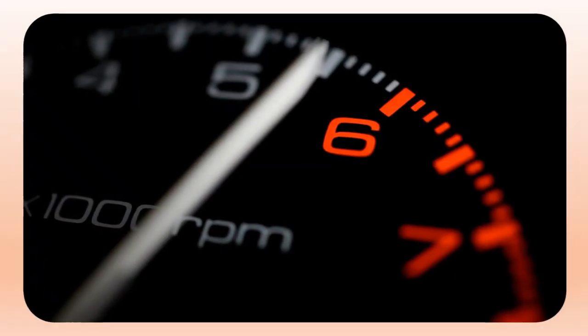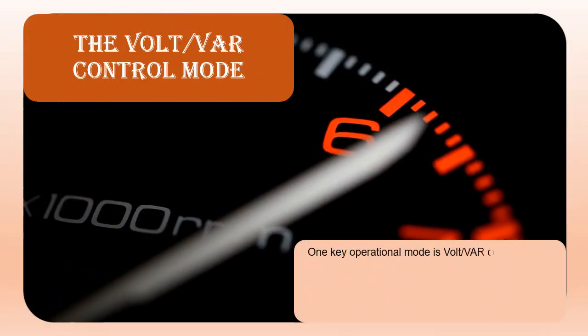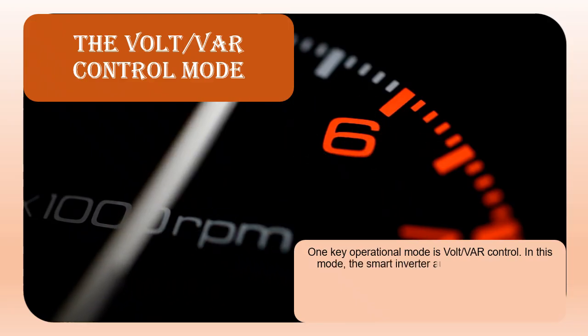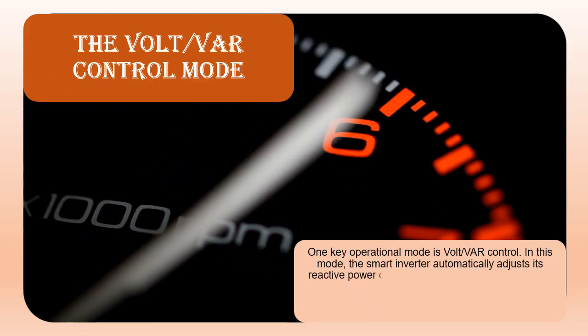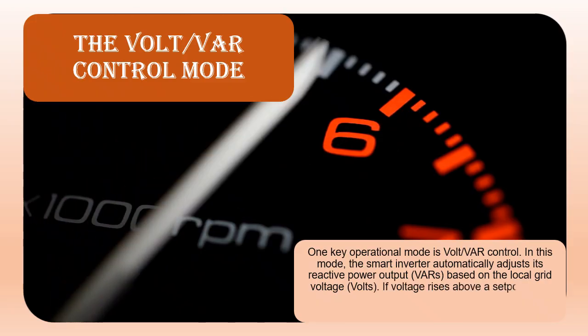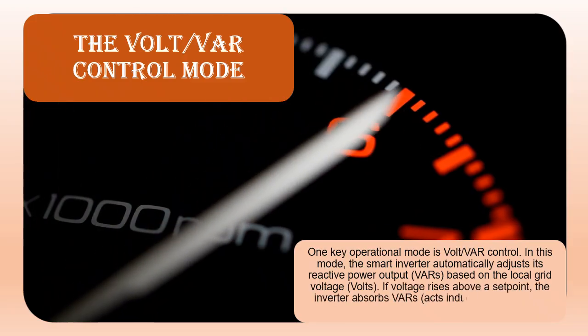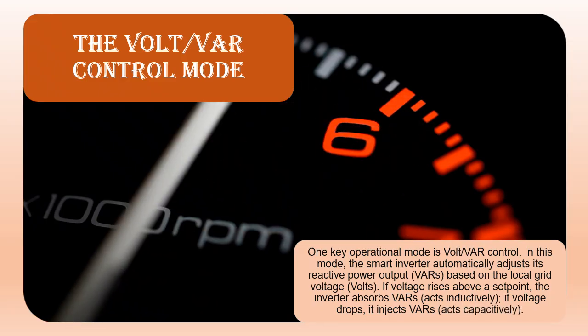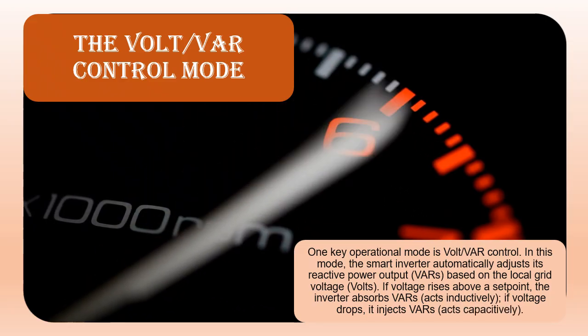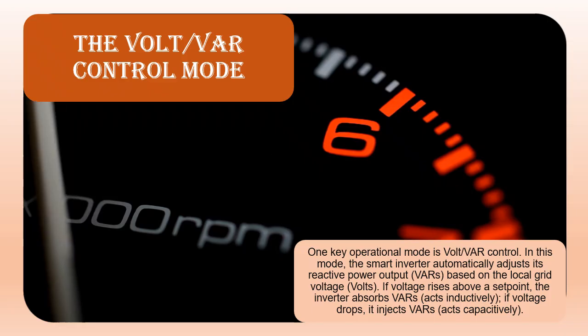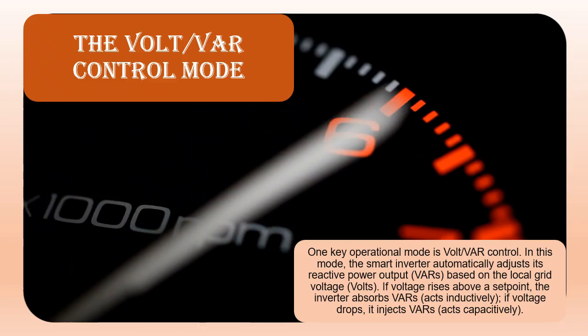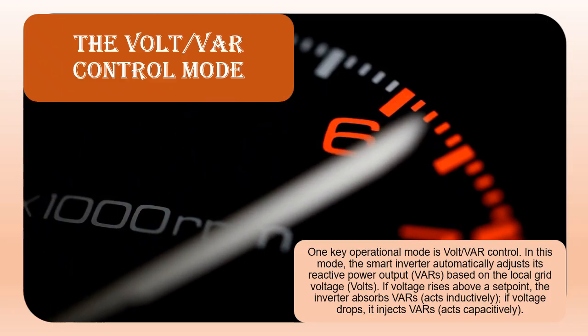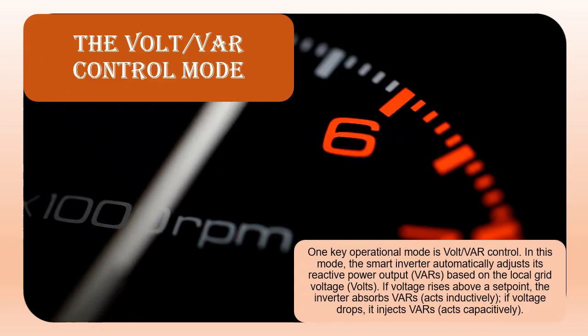The volt-VAR control mode. One key operational mode is volt-VAR control. In this mode, the smart inverter automatically adjusts its reactive power output, VARs, based on the local grid voltage, volts. If voltage rises above a set point, the inverter absorbs VARs, acts inductively. If voltage drops, it injects VARs, acts capacitively.